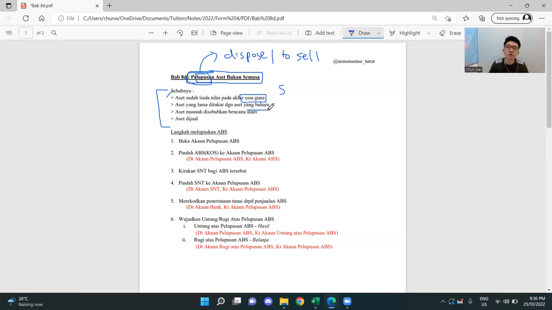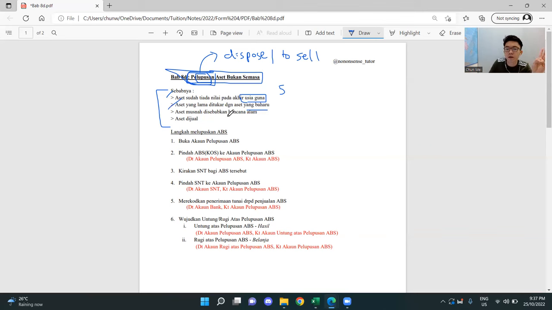Alright? So another sebab, aset yang lama ditukar dengan aset yang baru, or maybe you think that, oh, it's time to change your phone, for example. Even though your phone is still functioning very well, but maybe because of new technology, we no longer use 4G, for example, we have to use 5G sekarang. So, aset yang lama ditukar dengan aset yang baru. So, when you change to a new asset, what do we do with the old one? We have to dispose it or sell it. It's the same thing. As long as you either destroy it, musnahkan, buangkan, atau jualkan, as long as you stop using it, we have to buka an account, panggil account pelupusan. Okay, so that's the second sebab.